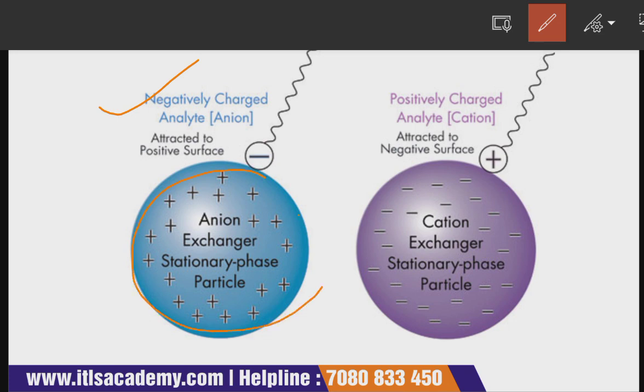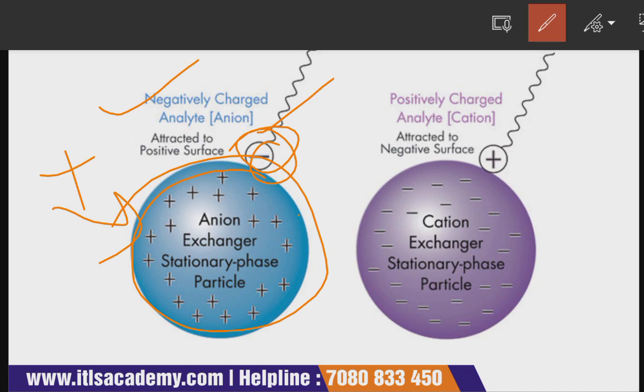If you can see this diagram, this is a negatively charged analyte, that is anions, and since they are negative in nature, as you can see this negative sign, they are attracted to the positive surfaces. Whereas this side is a positively charged analyte, and they attract the negative. We all know that positive attracts negative and negative attracts positive. In this way the attraction and separation take place.